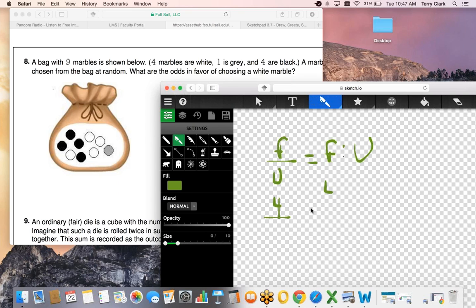Okay, and there are 5 other marbles. So the odds of choosing is 4 to 5. You got 4 favorable and you got 5 unfavorable. And so that equals 9. And the two together should equal 9.